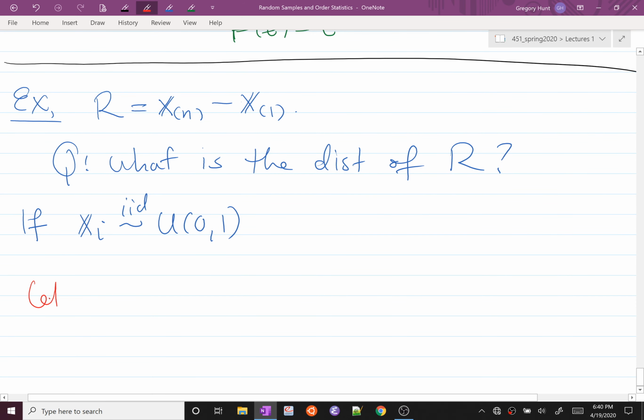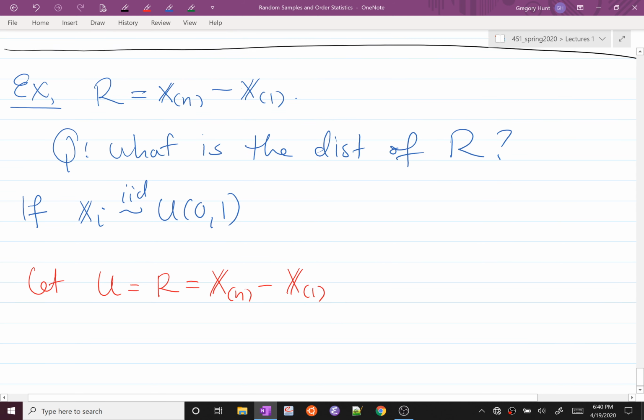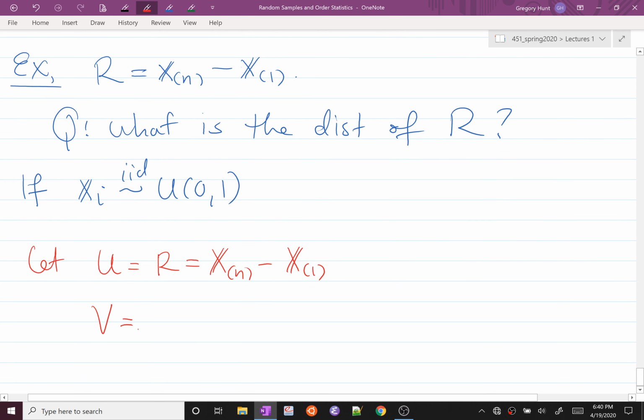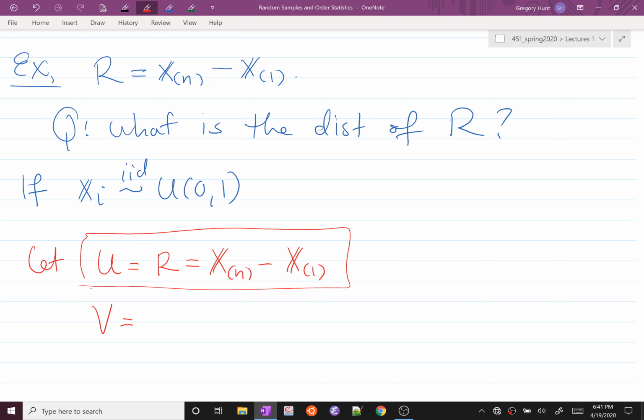So let's say U be R, which is x of n minus x of 1. And V, so we're going to first get the joint distribution of U and some V, and then we're going to integrate out V, and that will give us the marginal distribution of the range, which we call U in this case, or R, which is what we want. So if you pick V to be something simple, let's just pick it to be the minimum, because that hopefully will be simple.